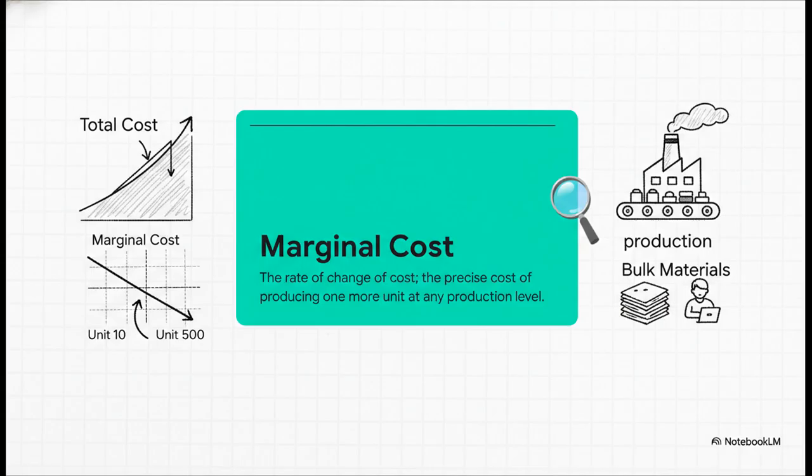And why does it change? Well, think about it. The cost to make your 10th widget might be pretty high, but by the time you're making your 500th, you've figured things out, you're buying materials in bulk, and that specific unit actually costs less to make. It's that rate of change that we need to capture.